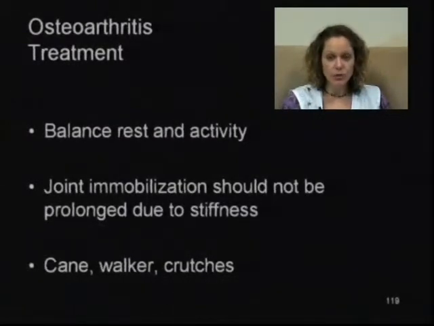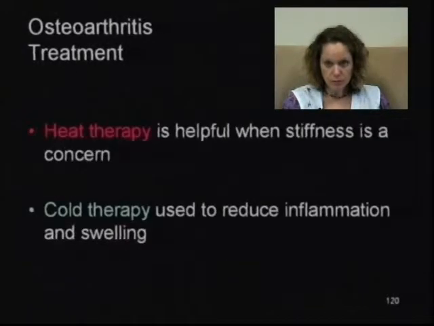So what do we do to help our patients? We want to balance rest and activity. We do want to immobilize the joints sometimes if they're having pain, but again, we don't want to immobilize them for too long due to stiffness setting in. So it's important, they may need an assistive device like a cane or a walker or some crutches, and so we want to try and balance rest and activity.